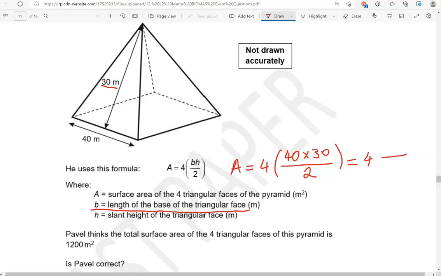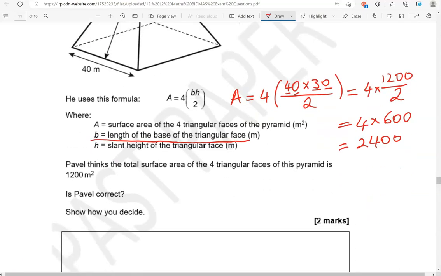So 4 times, within the bracket we've got this fraction, so the top number is made of 40 times 30. We can use a calculator, but it's also easy to work out. 4 times 3 is 12. Add the 2 zeros, gives us 1,200. That is divided by 2. There is no operation between 4 and the fraction, so that means it's multiplication. So we've got 4 times 1,200 divided by 2, that is 600. So 4 times 600, that is 2,400.